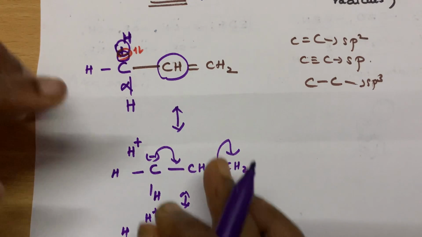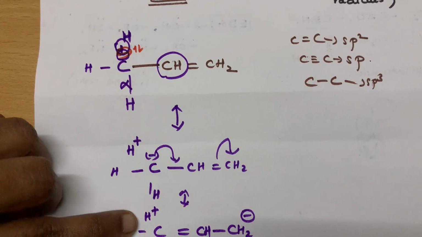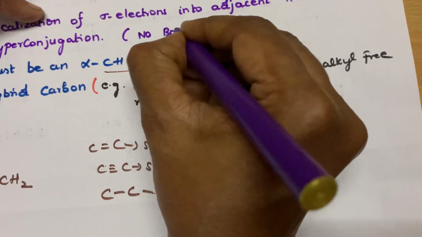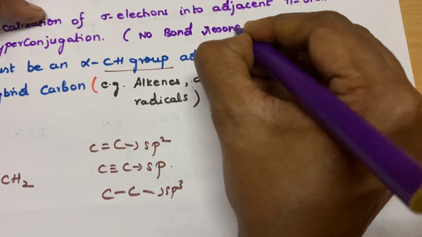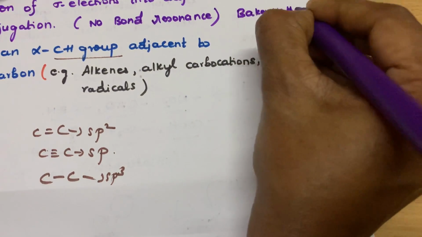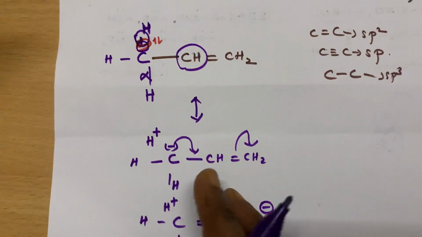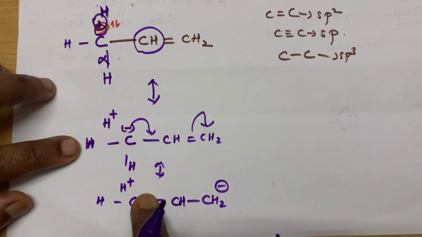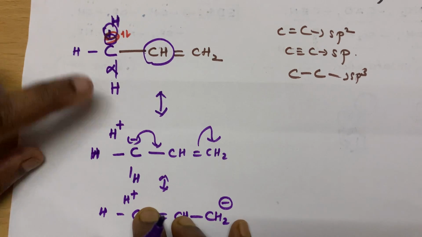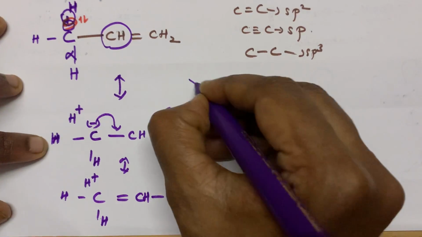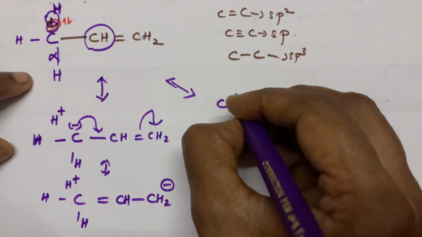Since in the resonance structure there is no bond between the carbon and hydrogen, it is called a no bond resonance. No bond resonance, and it is also called the Baker-Nathan effect. Depending on how many hydrogens are there, we can write similar contributing no bond resonance structures. How many structures can we write? Here we have 3 hydrogens. Similarly, these 2 hydrogens will also undergo the same no bond resonance effect.